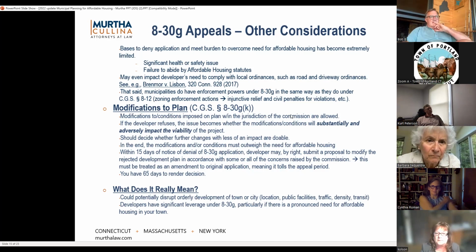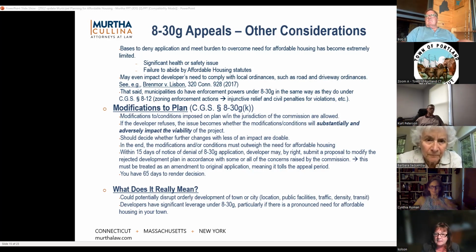I'm sure all of you appreciate the need for affordable housing, right? It's all over the news. And many of you may have young people in your family who are struggling. So I'm sure you can appreciate that, especially in Connecticut. We have high property taxes. But what it also means is that an affordable housing application or development could disrupt the orderly development of your town. Why? Because it can go anywhere.